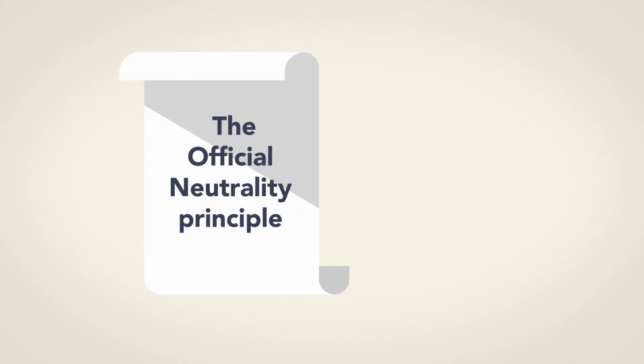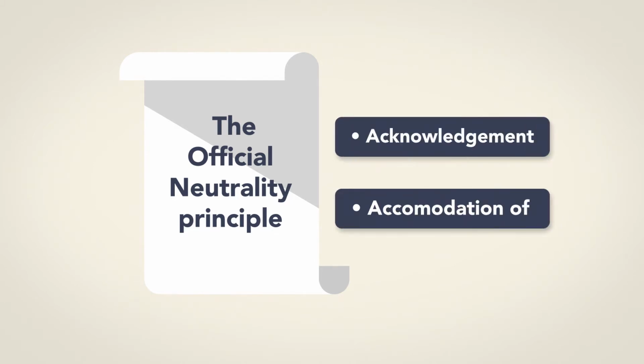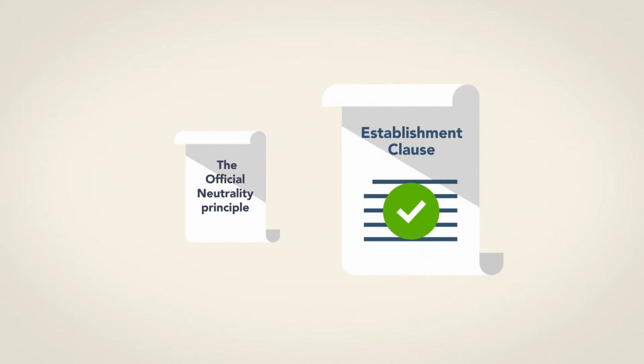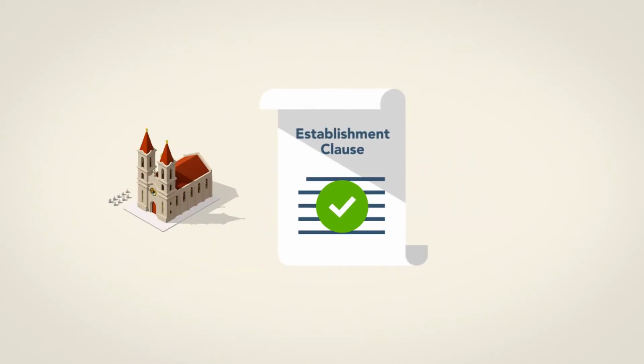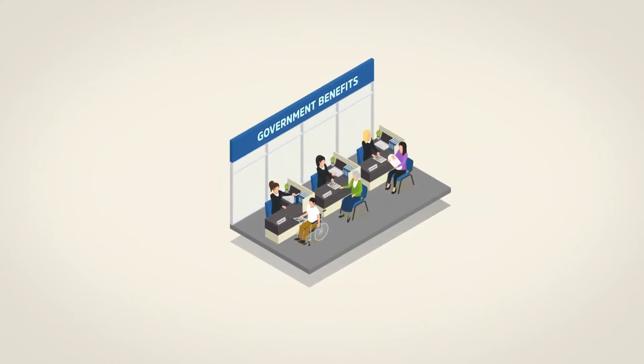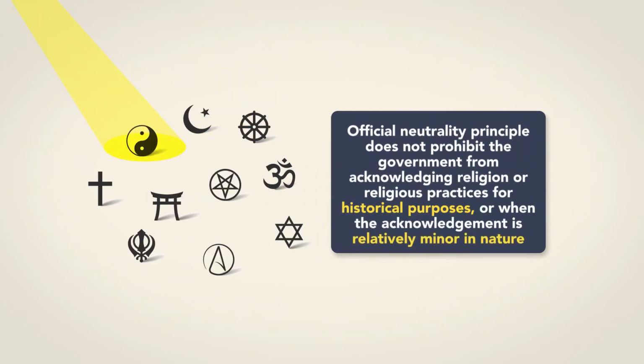This standard suggests that the government's acknowledgement or accommodation of religion does not violate the Establishment Clause. For example, the government does not violate the Establishment Clause when it includes the religious with the secular in the receipt of governmental benefits. Still, the government cannot favor one religion over another or favor religion over non-religion. However, the official neutrality principle does not prohibit the government from acknowledging religion or religious practices for historical purposes or when the acknowledgement is relatively minor in nature.